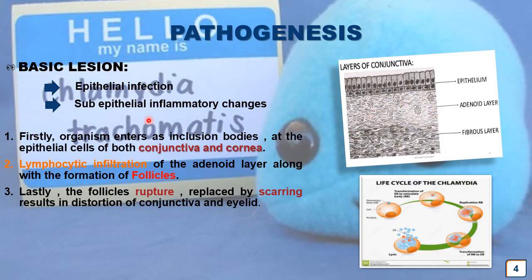So what happens? Firstly, the organism, Chlamydia trachomatis, enters as inclusion bodies in the epithelial cells of conjunctiva and cornea. Then they enter the adenoid layer where lymphocytic infiltration and the formation of follicles takes place. Lastly, the follicles that are formed there rupture and are replaced by scarring that results in distortion of conjunctiva.